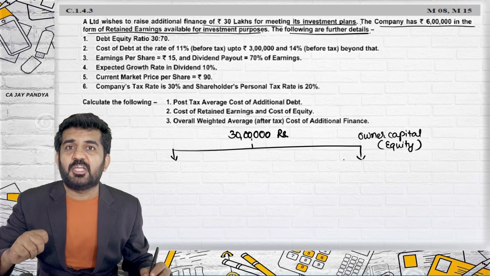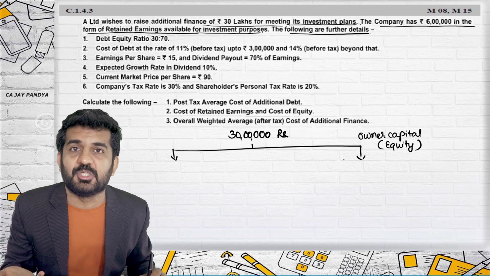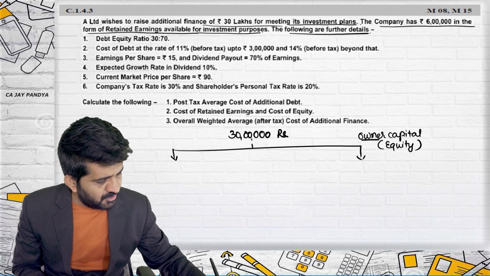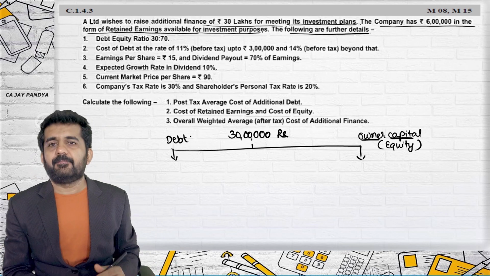Equity is not equity share capital. Equity is equity share capital plus reserves. Is it all right? What is this? Owner's capital. This is debt.